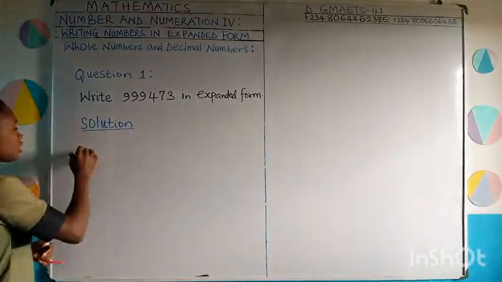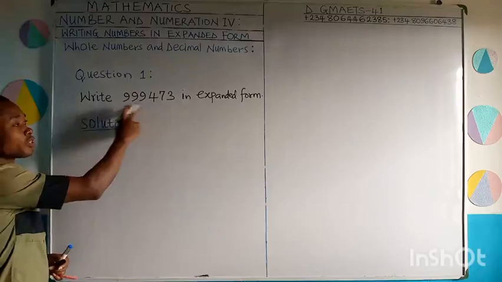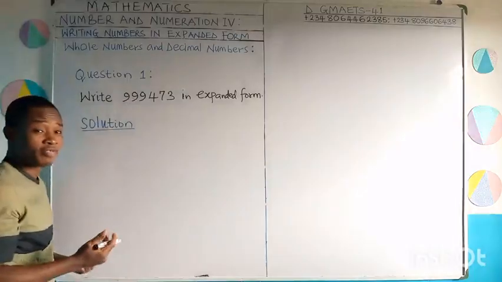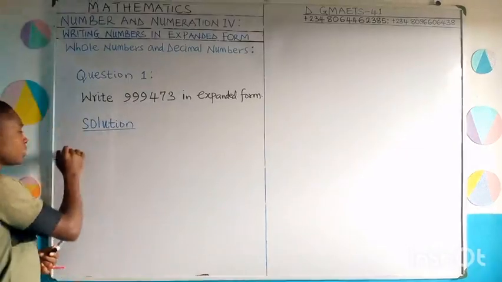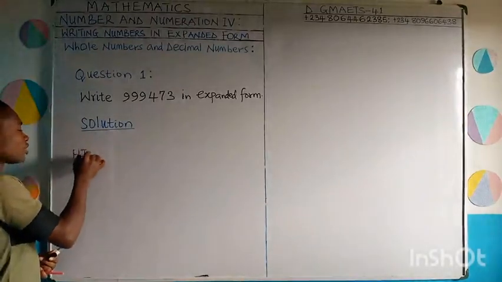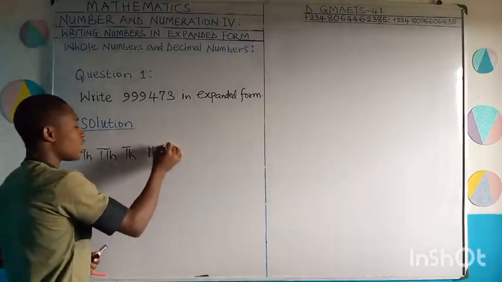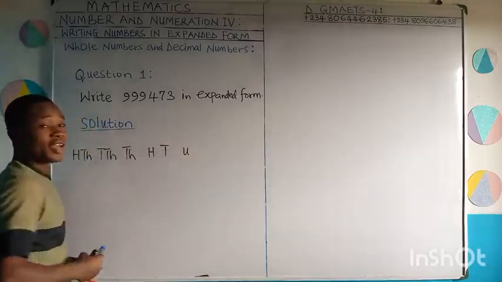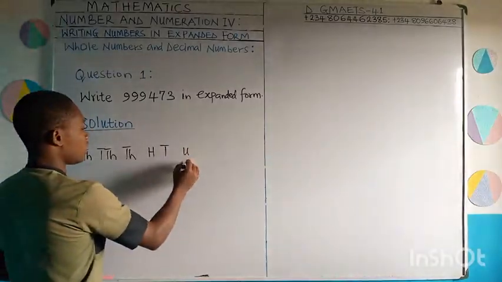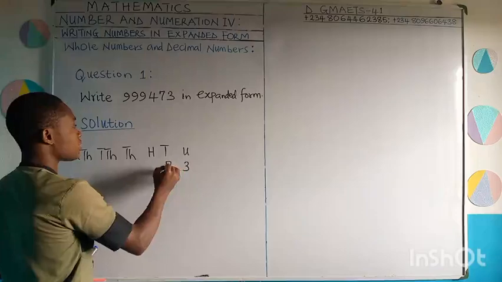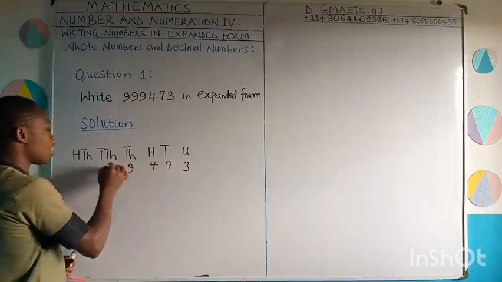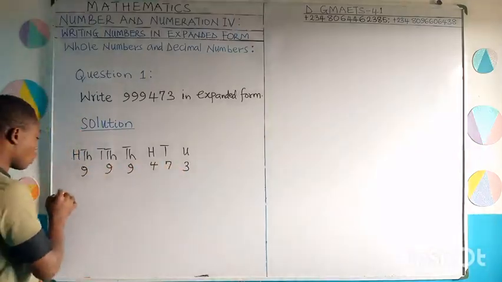Let's just go around this and see. This is already in hundreds of thousands. If you want, you put the place values. Once again, I would like to start with place values: hundreds of thousand, tens of thousand, thousand, hundred, tens, and unit. And we fix up the digits under the correct place values. This is 999,473.